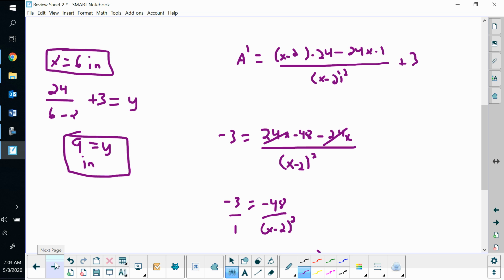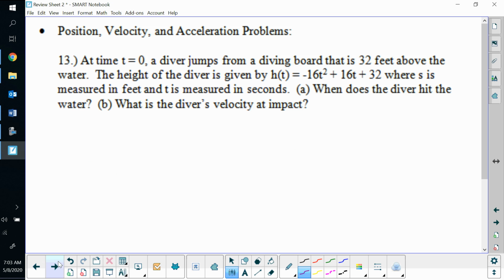All right, and the last one we're going to do on this video is number 13. So you have position, velocity, acceleration problems. Sometimes with these, you'll start with a constant acceleration of -32, because that's your acceleration of gravity in feet per second squared, and then you'll do antiderivatives. This one that we're going to do is a little different because they already give us the height equation. We want to know, when does the diver hit the water?